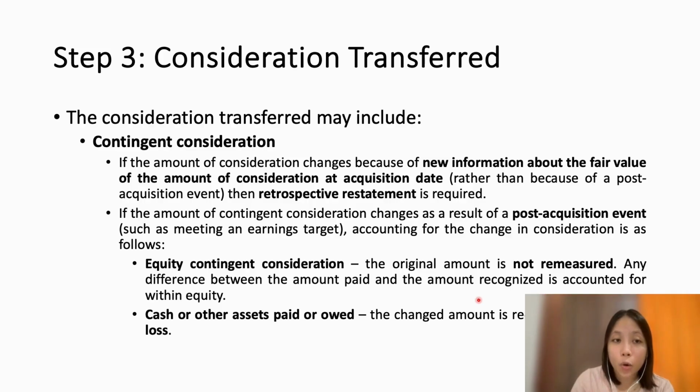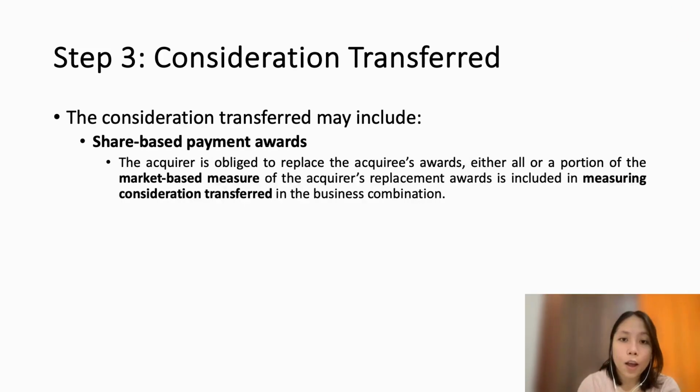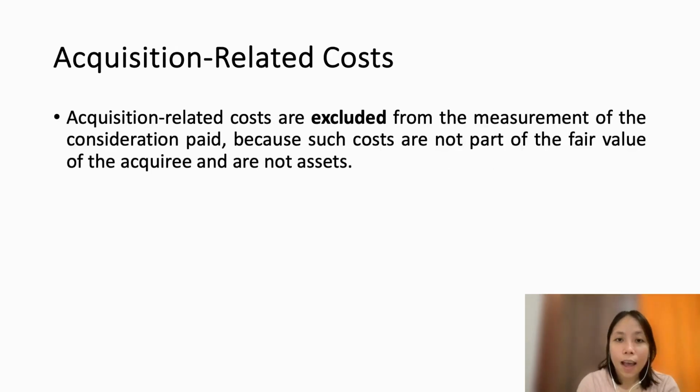If the contingent consideration is payable in cash or other assets, the changed amount is recognized in profit or loss. For share-based payment awards, the acquirer is obliged to replace the acquiree's awards, and either all or a portion of the market-based measure of the acquirer's replacement awards is included in measuring consideration transferred in the business combination. Acquisition-related costs are excluded from the measurement of the consideration paid, because such costs are not part of the fair value of the acquiree and are not assets.